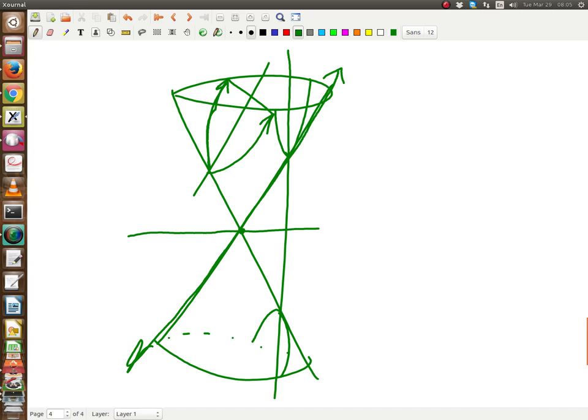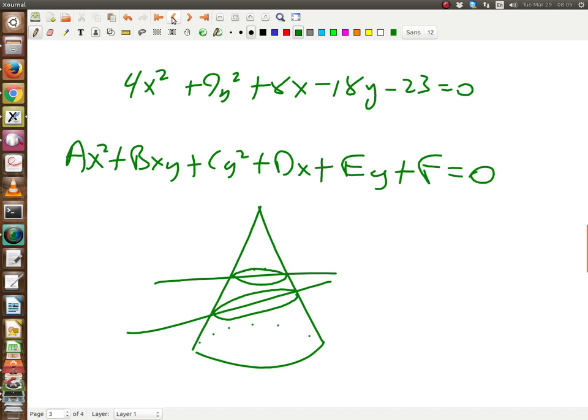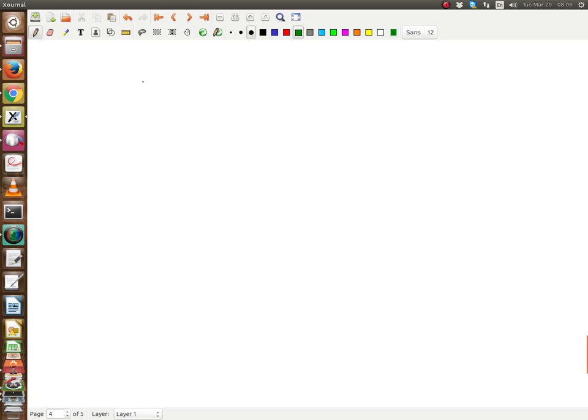Okay, so the question is, how do you graph that? 4x squared plus 9y squared plus 8x minus 18y minus 23 equals 0. Put it in polar form? You could, but you don't have to do that in this case. But that is an option that's going to come up. All right, let's take a look at it. Let's start over with this.